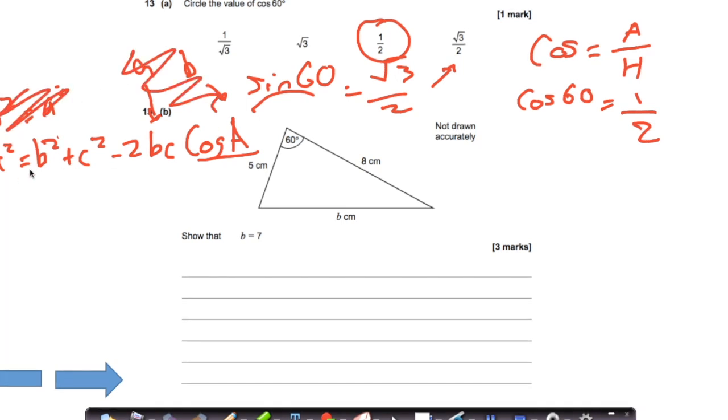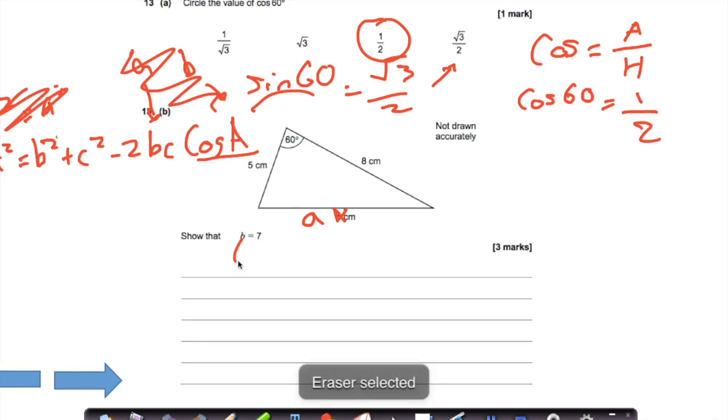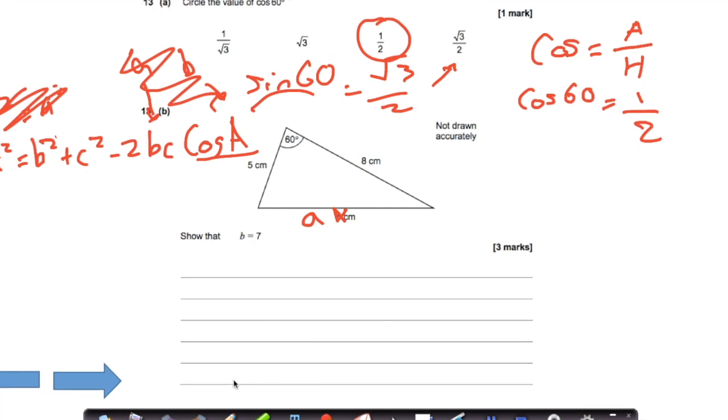I personally would just prefer to do this and call that A. Okay, and then just remember at the end that actually we're talking about B equals 7. So when we found out what A is, we just change it to a B at the end. That way you only need to really remember that formula and then plug it in.